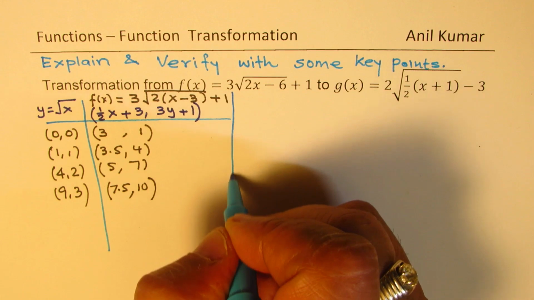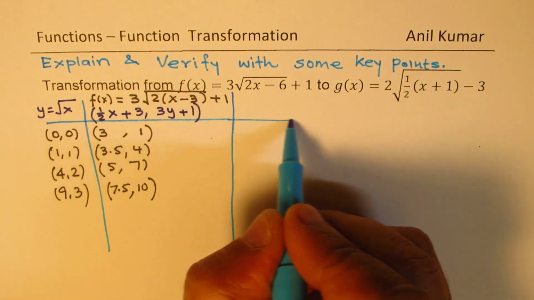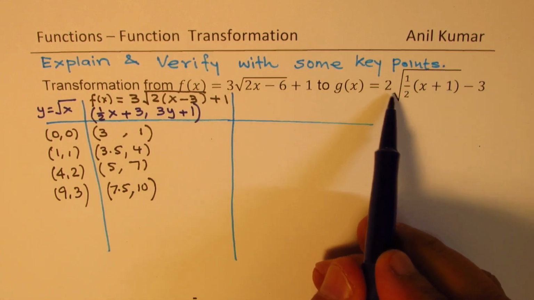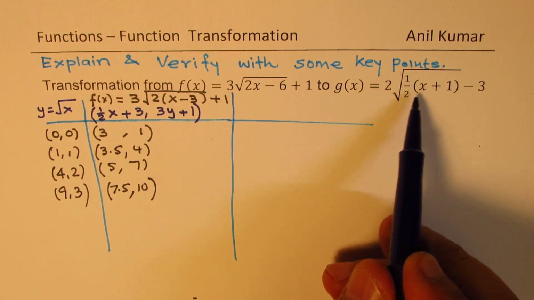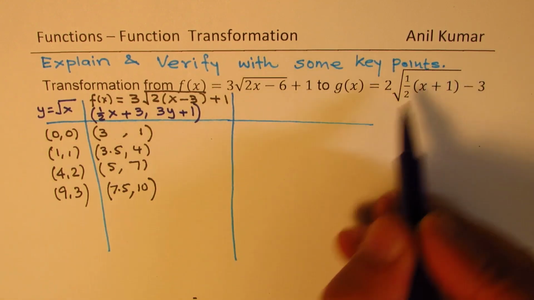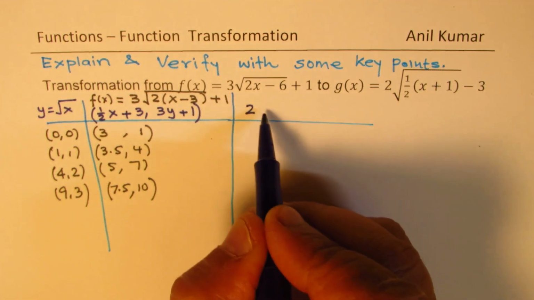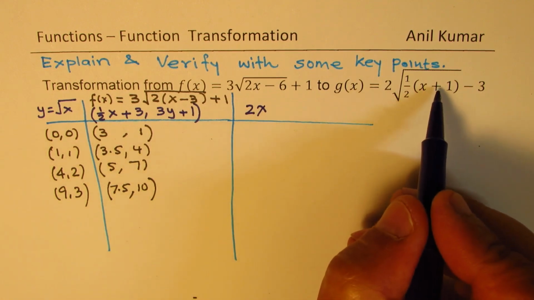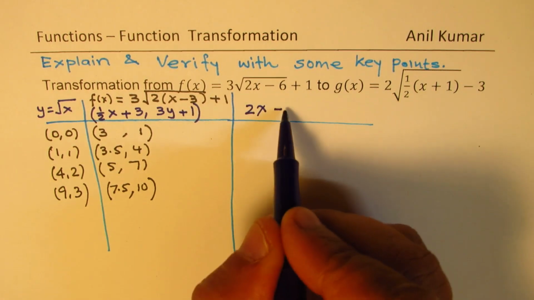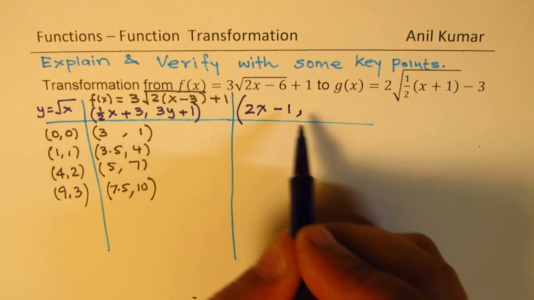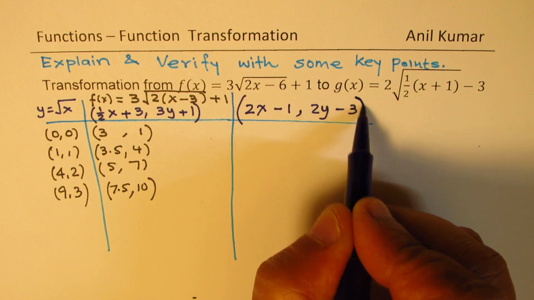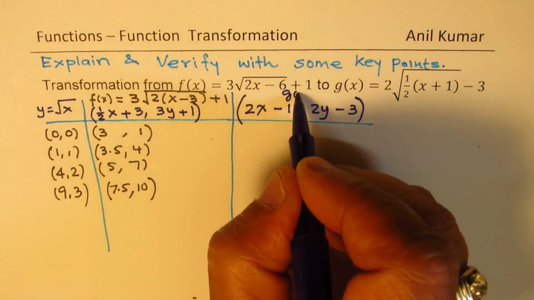Now let's also see what kind of image we expect on g of x. G of x is given to us as 2 square root of half x plus 1. So you can write the x point as 2 times the original x value, right? And then it is moving left by 1 unit. So that becomes the x point. Y values get multiplied by 2, and then we move 3 units down. So that is for g of x.